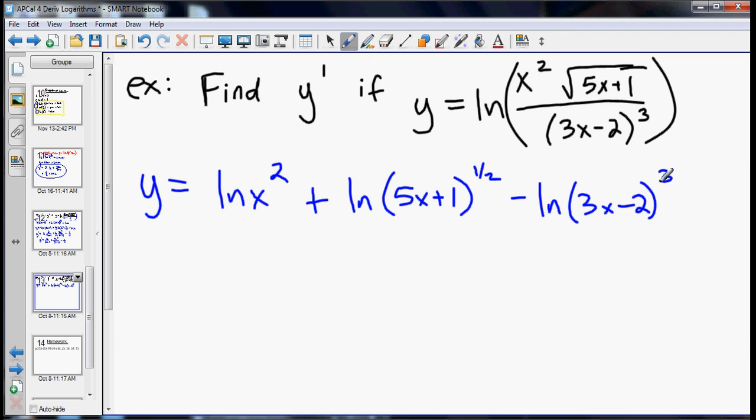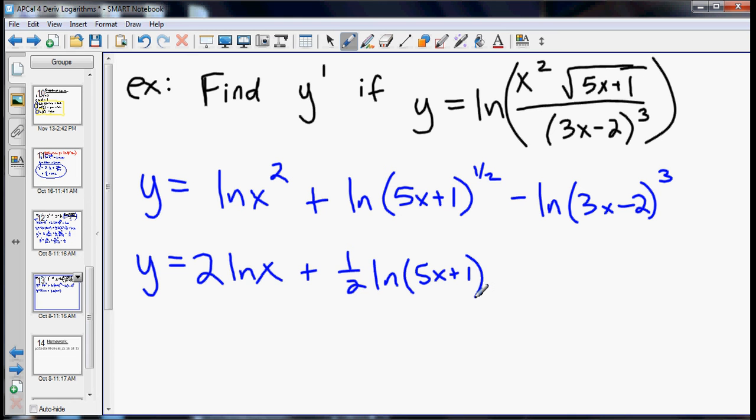And just like before, now that I've changed all the multiplying to adding and the division to subtracting, I'm going to bring the exponents out front as coefficients. Sorry, that should be a 2. Because yes, that took me 2 lines of work, but that makes the derivative so much simpler.